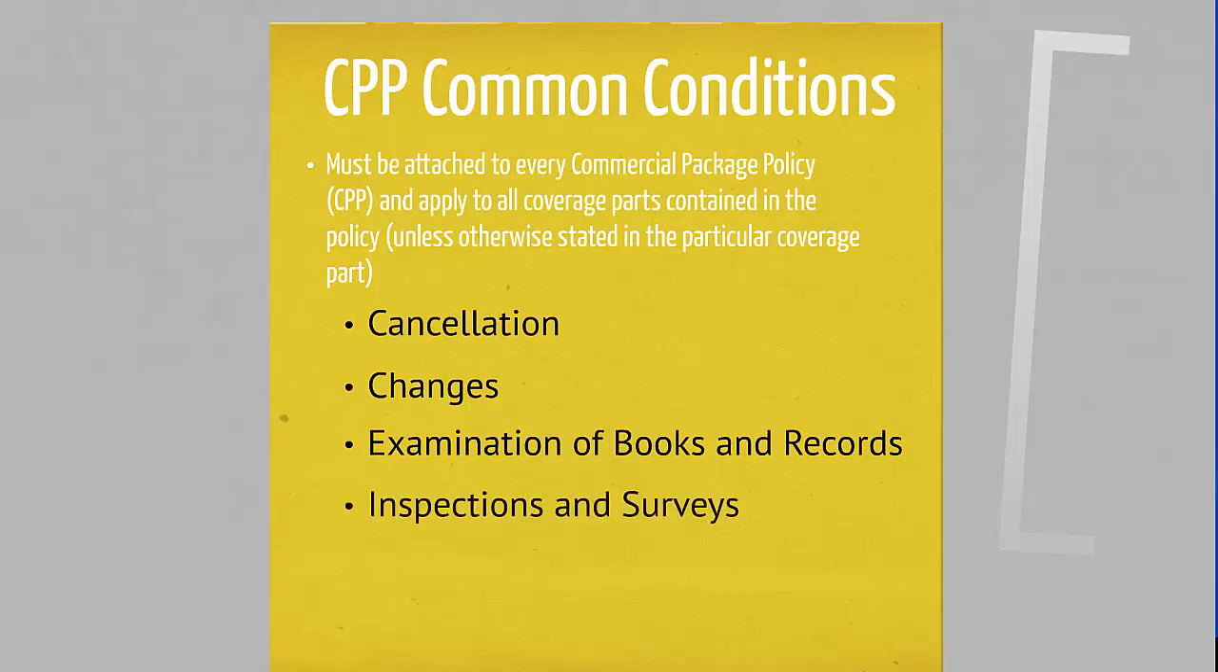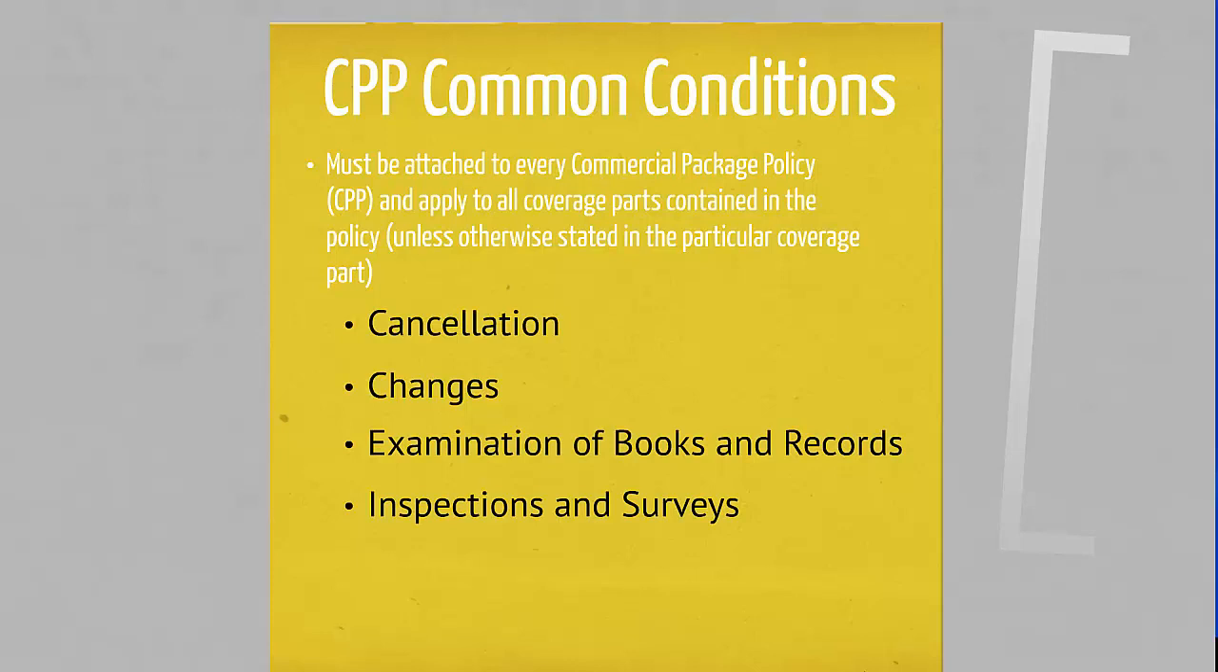Next, inspections and surveys. The insurer has a right to physically inspect the premises and operations of the insured. However, they do not have an obligation to do so. They can also hire another organization to come in and do the inspections and surveys. They're allowed to make recommendations, but they make it very clear in the policy that they don't certify the safety and health of the conditions of the insured premises or operations.